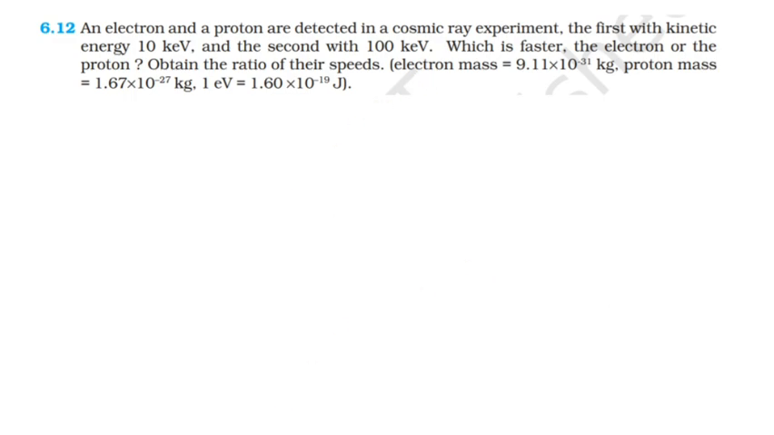Okay, so first they have given the mass of electron, which is 9.1 into 10 to the power minus 31 kg, and mass of proton is 1.6 into 10 to the power minus 27 kg, and 1 electron volt equal to 1.6 into 10 to the power minus 19 joule. So first calculate the kinetic energy of electron. So first one, for electrons.